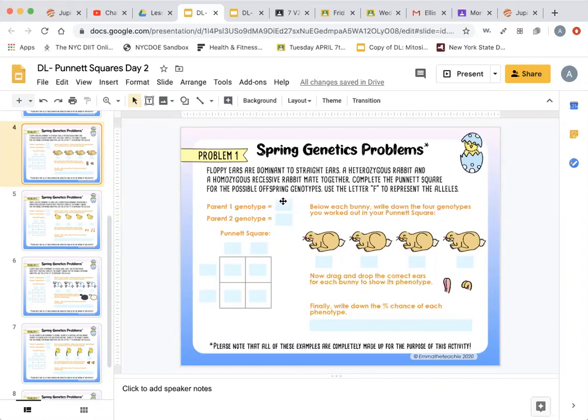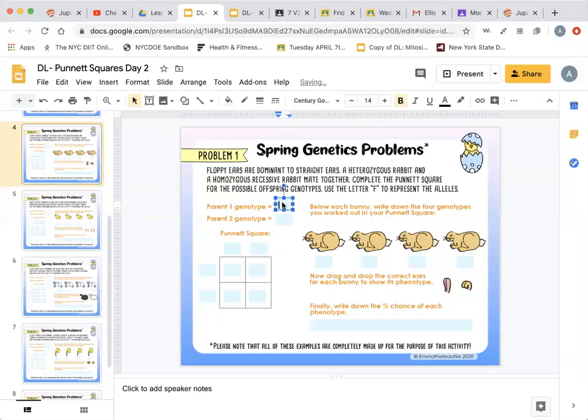So the first thing you need to process is capital F is dominant, so it's floppy. Lowercase f is recessive, so it's straight. So parent 1 is a heterozygous rabbit. Well, we don't really have to think about that much. I accidentally moved the box. You just say heterozygous means different, capital F, lowercase f.